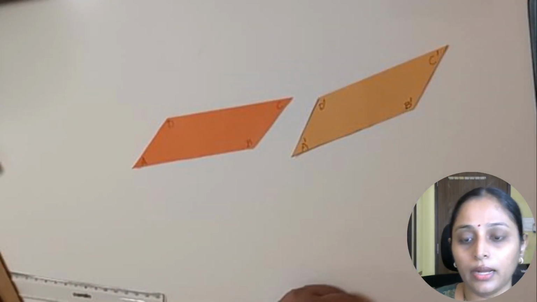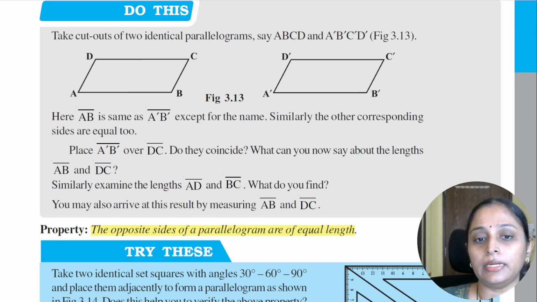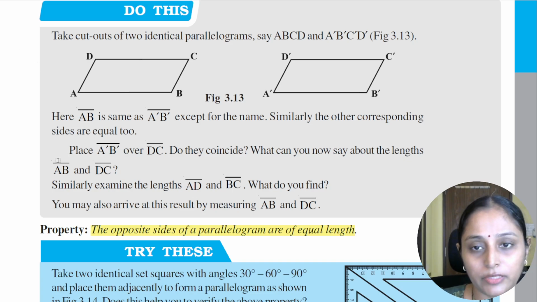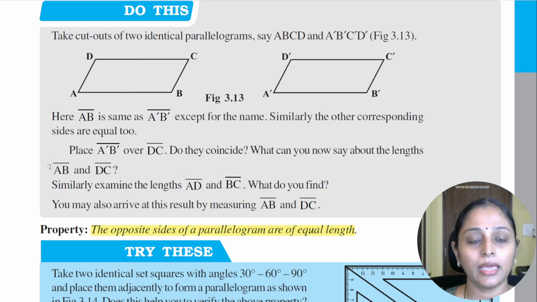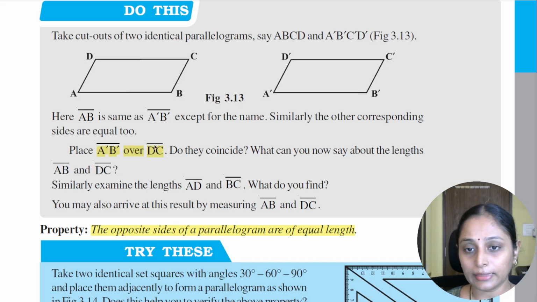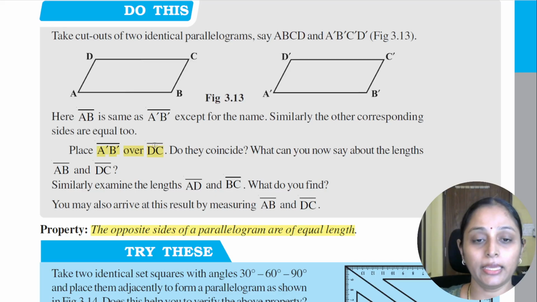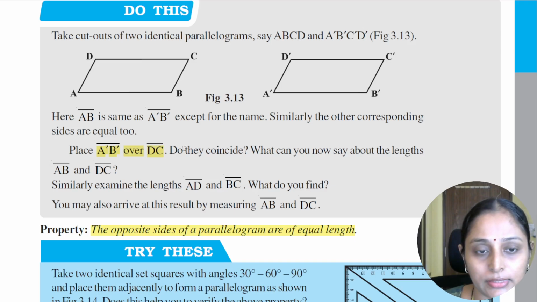Okay. Now let us look at what they're asking us to do. Here they're saying to place A dash B dash over DC. I have these two parallelograms ready, right? Now they want me to place A dash B dash over DC. Okay. And then check if they are coinciding. If they coincide, what is the conclusion we are going to draw? Let us see that. Okay.